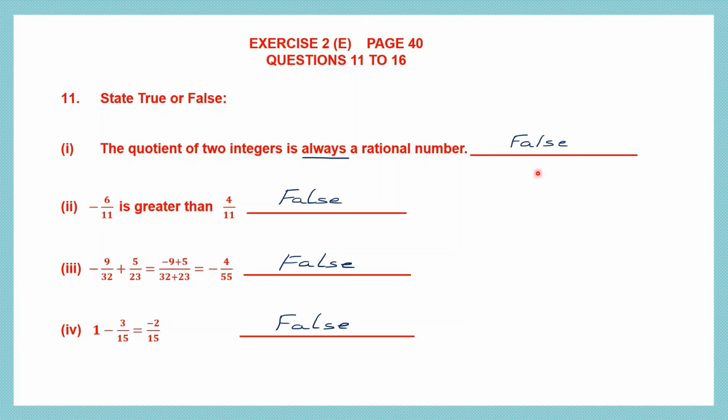So as we can see, all four statements are false. The first, second, third and fourth are all false.